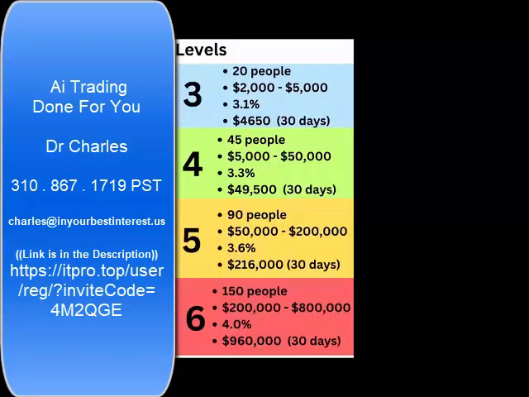Now, we've discussed levels 1 and 2. There are actually 6 levels. I'm not going to go through every single detail of every single level because that can get a little bit mind-blowing. But basically, level 3, you need 20 people. Level 4, 45 people. Then 90 and 150 people. So each level, the requirements go up, the amount of money you need to invest goes up, and the percentage goes up as well. You start off on level 1 at 2.5%, level 2, 2.8%, then 3.1%, all the way through to 4% on level 6.